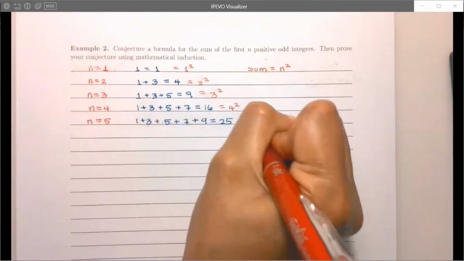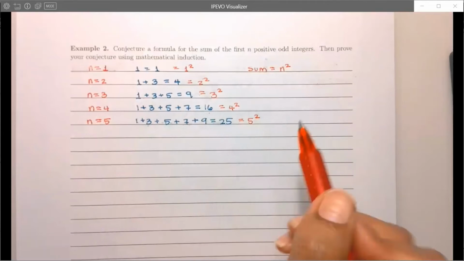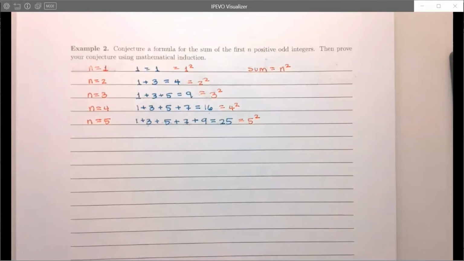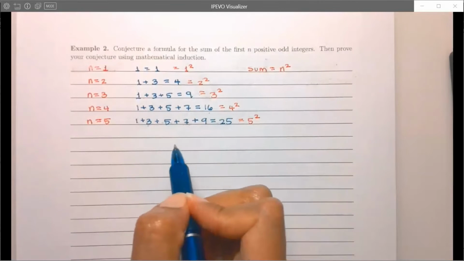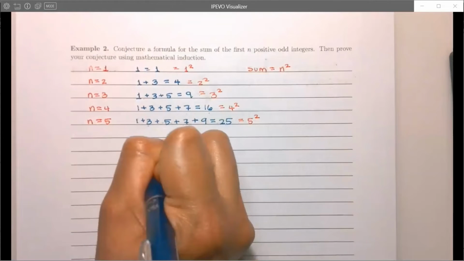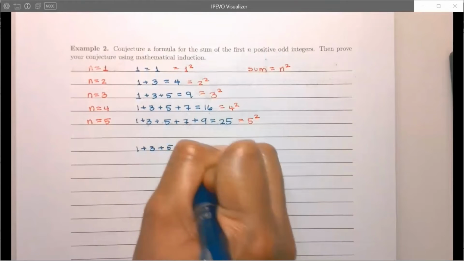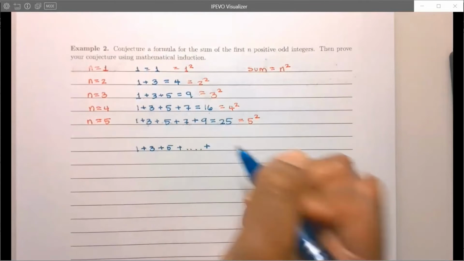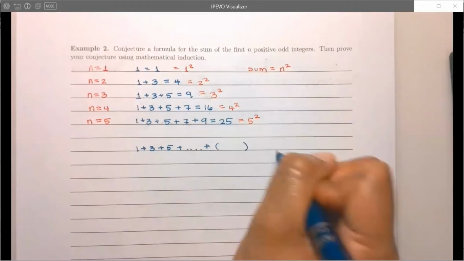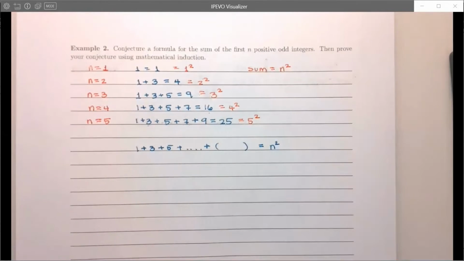Now to come up with a general formula for that, let's think about how we can express the sum. The right-hand side, well, that's kind of easy. That would just be the n squared. But then for the left-hand side of the equation, we want to figure out how we would express that. So we can write it as 1 plus 3 plus 5 plus all the way down to a general representation of an odd number equals n squared.